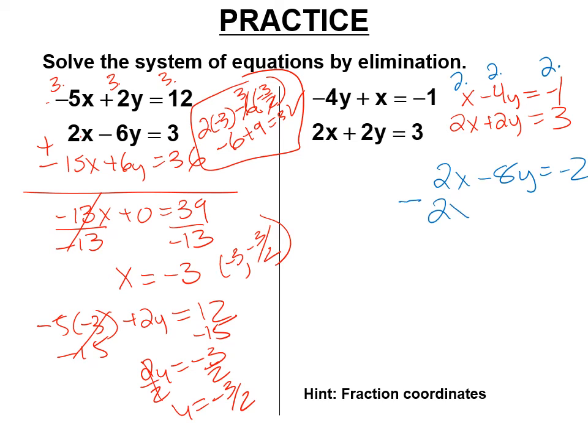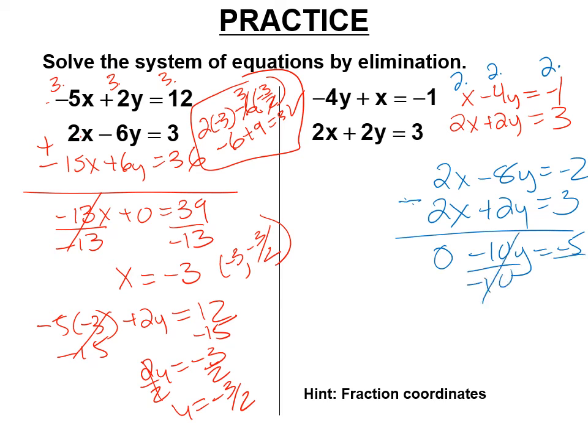And I'm going to be subtracting the bottom one, which stays the same. You get 0, negative 8 minus 2y, negative 10y. Be careful. Negative 2 minus 3, negative 5. Okay, negative 2 minus 3 is negative 5. Divide both sides by negative 10. Negative 5 divided by negative 10 is positive 5/10. Simplifies to 1/2. All right, so we have a 1/2 for y.